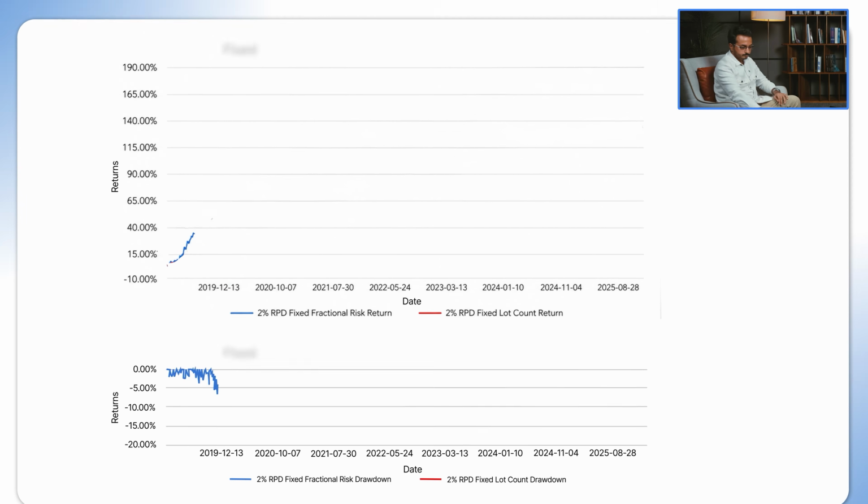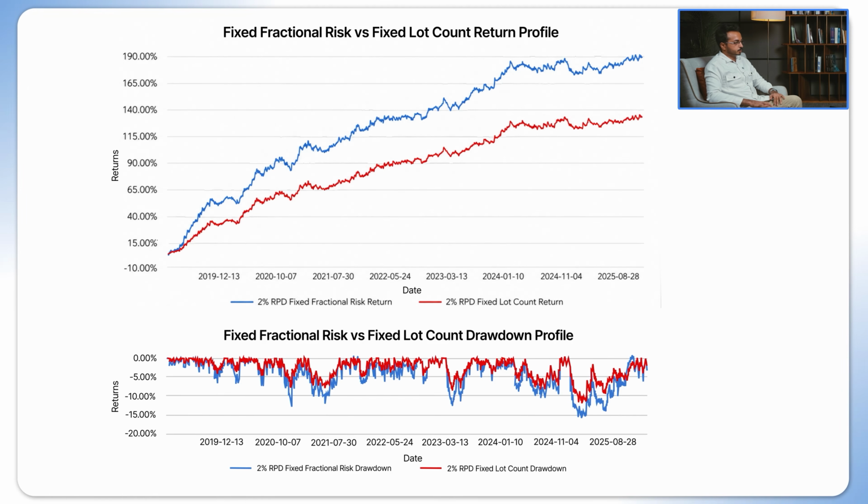We do the same methodology as we did in strategy 1. We normalize with respect to the risk per trade and see how the equity curve fares between the fixed fractional risk kind of position sizing and the fixed lot count kind of position sizing. Sure. This is how the equity curves look.